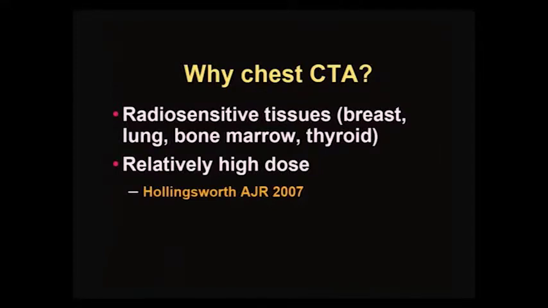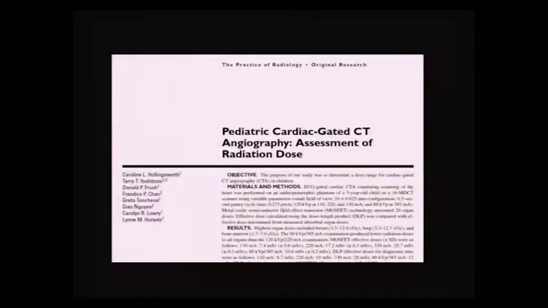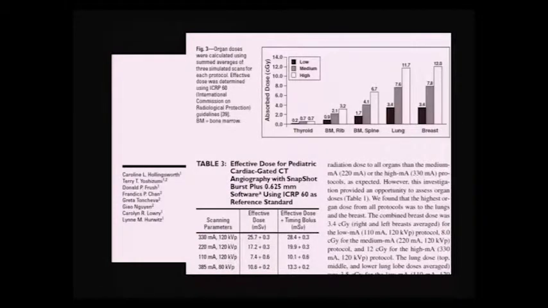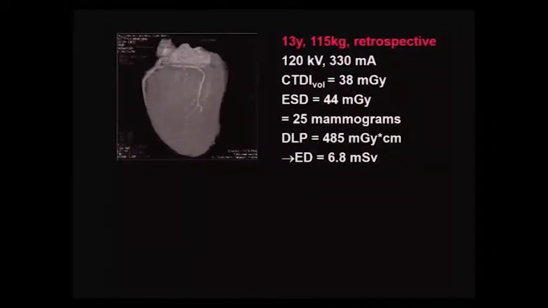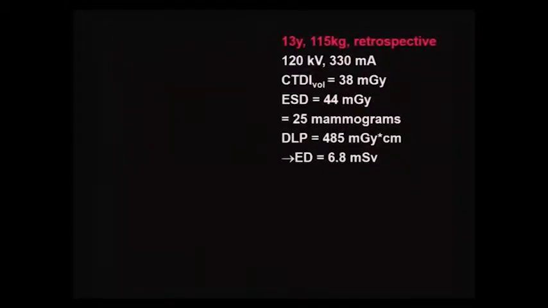they have a relatively high dose, as evidenced from this paper of Hollingsworth, pediatric cardiac CT angiography, assessment of the radiation dose. If the settings are really high, the highest settings used at the time, 28 millisievert per scan, and up to 20 centigray, that is 120 milligray breast dose. Now these are the highest end of the settings, of course, and this was many years ago, so we have really made significant improvements in this as well. And this is an example of our practice in the initial phase, 13 years old, 115 kilogram, retrospective CT.